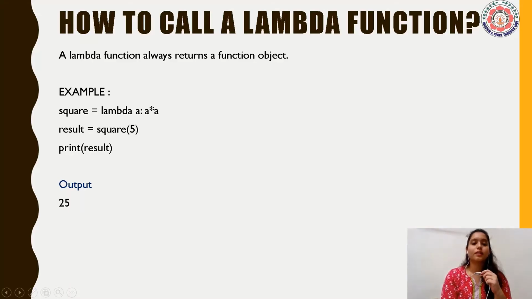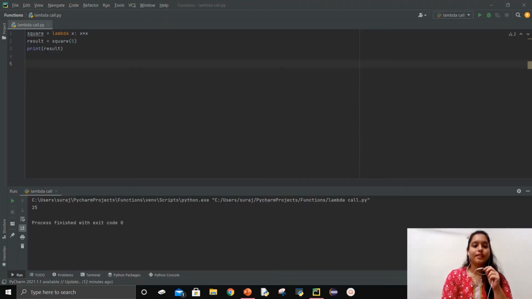Now let us look into the next topic: how to call a lambda function. A lambda function always returns a function object. So here's an example on how to call a lambda function. Let us look at this example in the Python software.